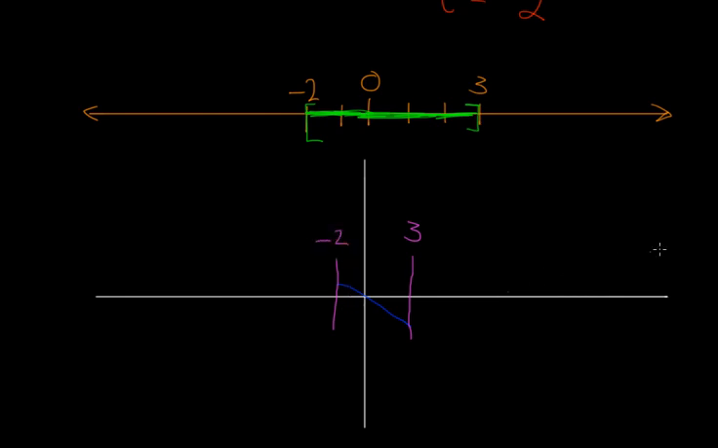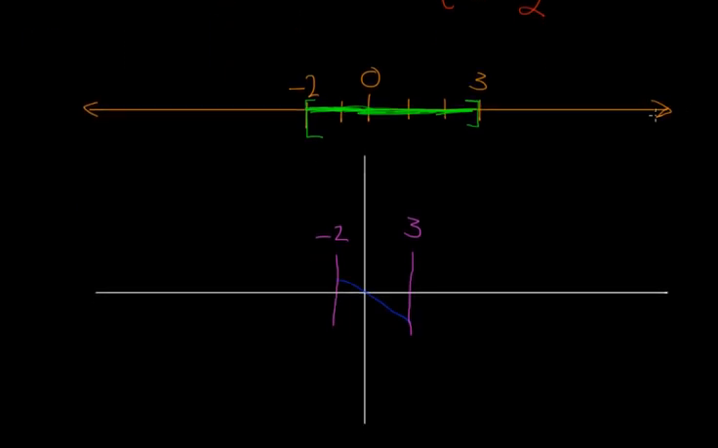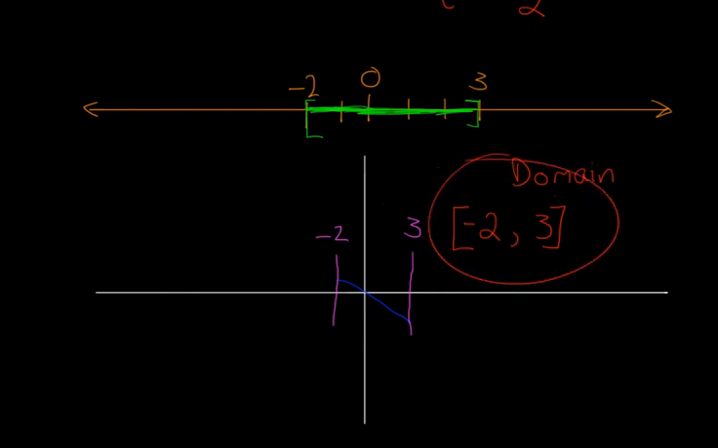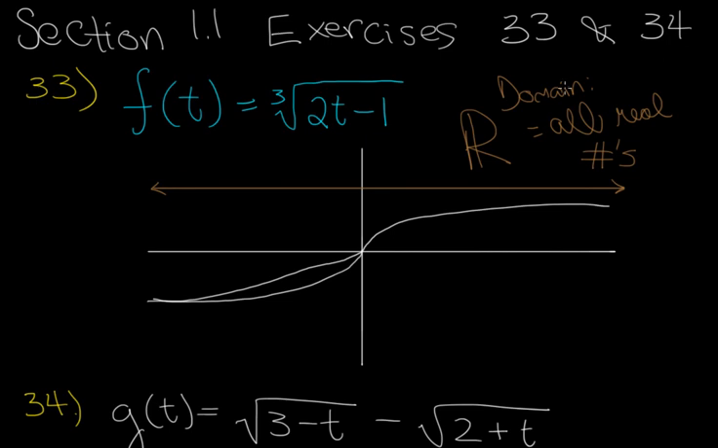Okay. So the domain for this, in interval notation, is inclusive, right? Negative 2 to 3. It is as simple as that. Alright, so that's questions 33 and 34 of section 1.1. Stay tuned for more exercises.